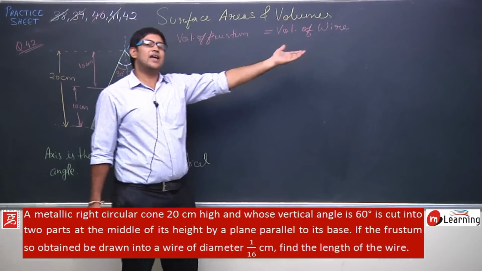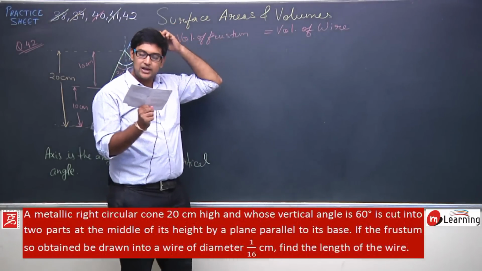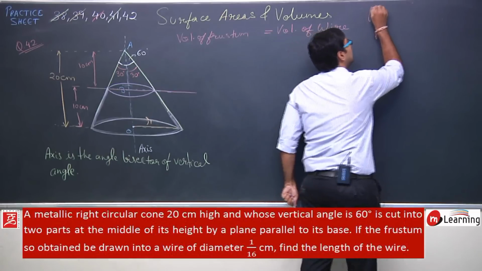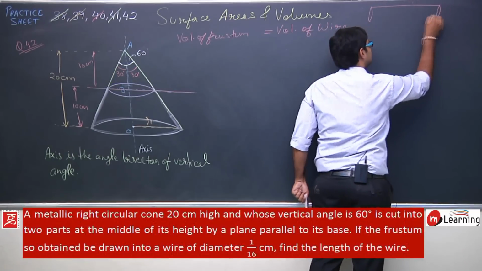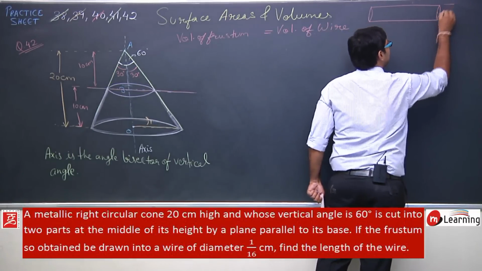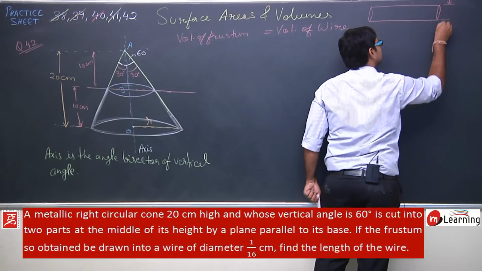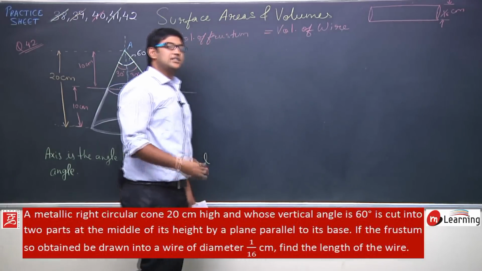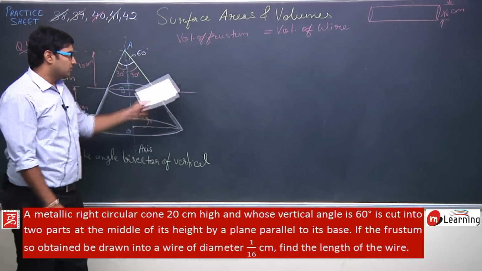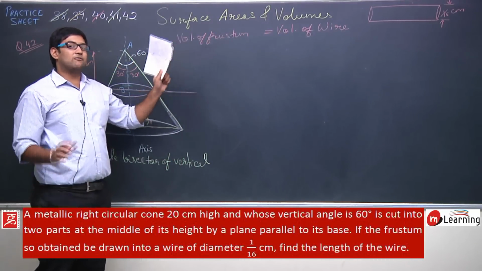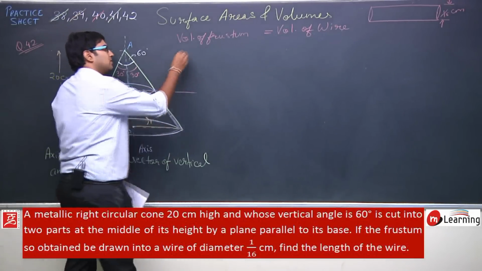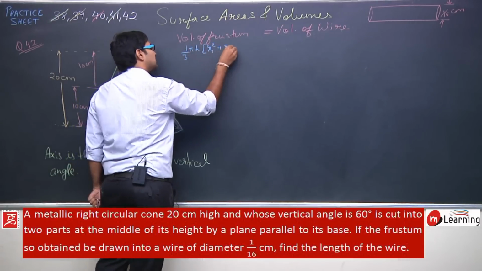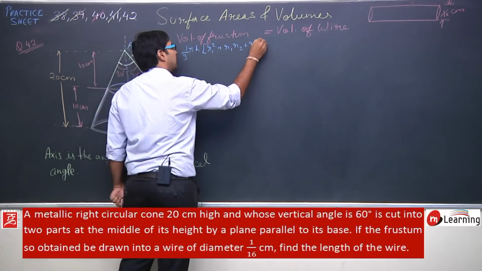And since the diameter of wire is given, I can calculate the length of the wire, because wire is basically a cylindrical solid figure. The diameter of the wire is given as 1/16 centimeters, so the radius will be half of this diameter. Now my task is to calculate the volume of frustum. What is the volume of frustum? It is 1/3 pi h (r1 square plus r1 r2 plus r2 square).